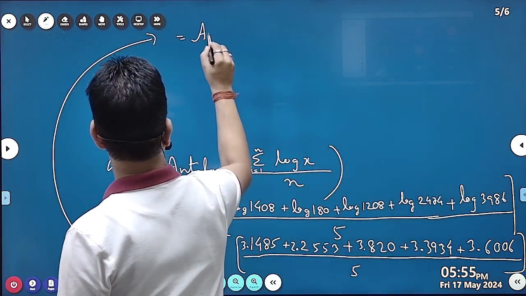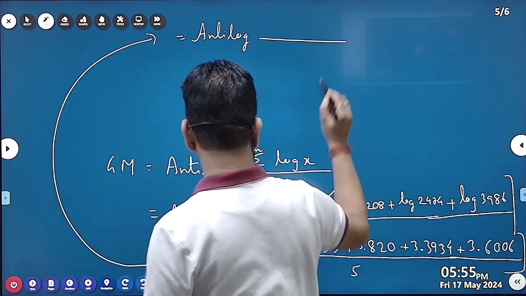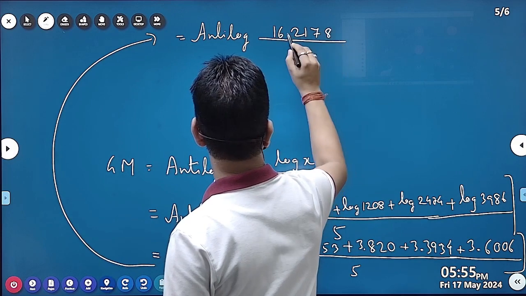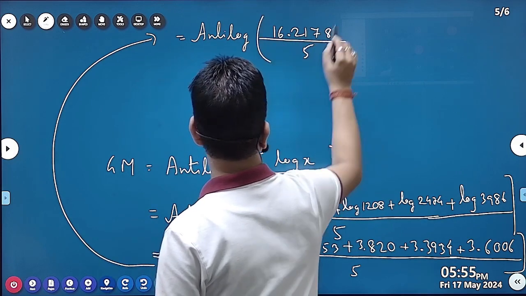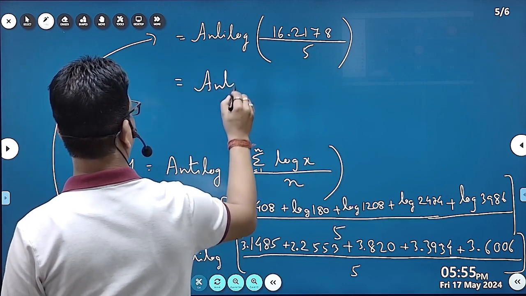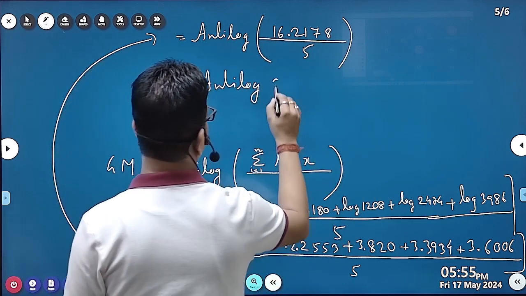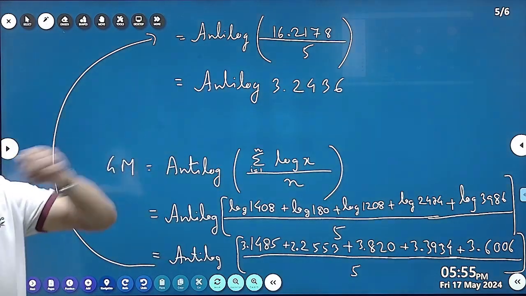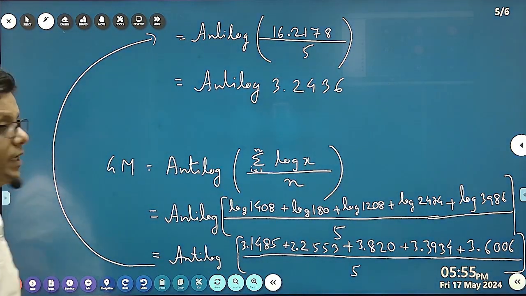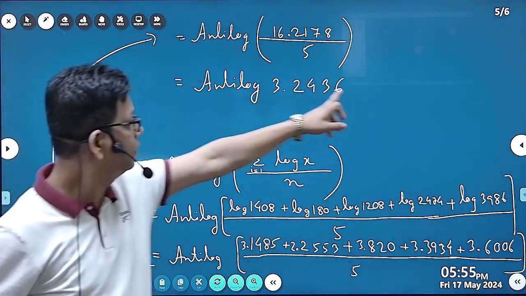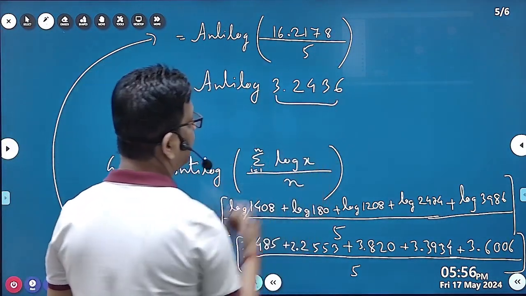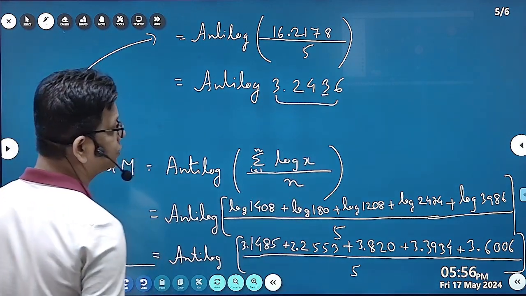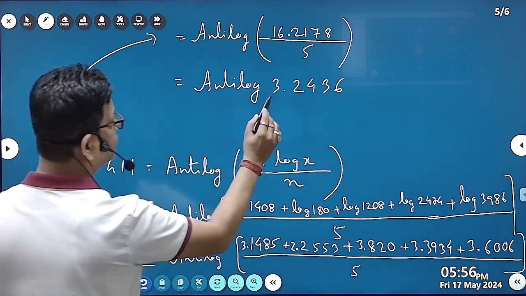So it will be anti-log of how much it is after adding? 2178. After adding, 16 point whole divided by 5. Again divide it. And anti-log how much? 3.2436. Correct now? So this is a basic calculation that you can do. But now once again, how many digits have come? Total 5. So make it 4. Terminate, these 3 you make it 4.